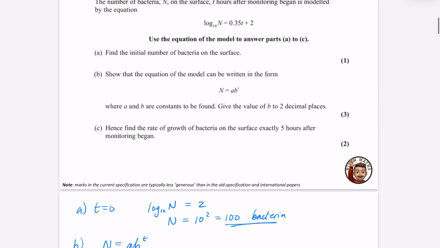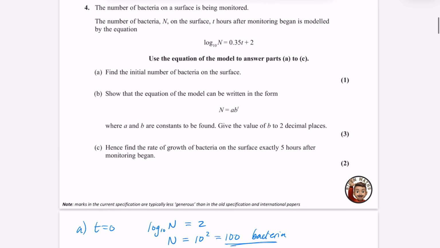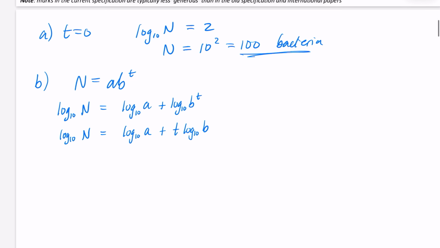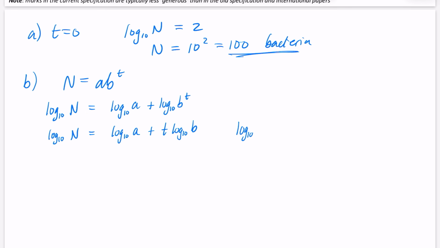Now, the thing that I'm going to be comparing it with is the one at the top. Log base 10 of n is 0.35t plus 2. And this is where we do a bit of spot the difference. They've both got the log base 10 of n, right? And then they both have t. So there's the t and there's the t. The thing that goes next to t is log base 10 of b, and the thing that's at the end is the plus 2, which must be this part.